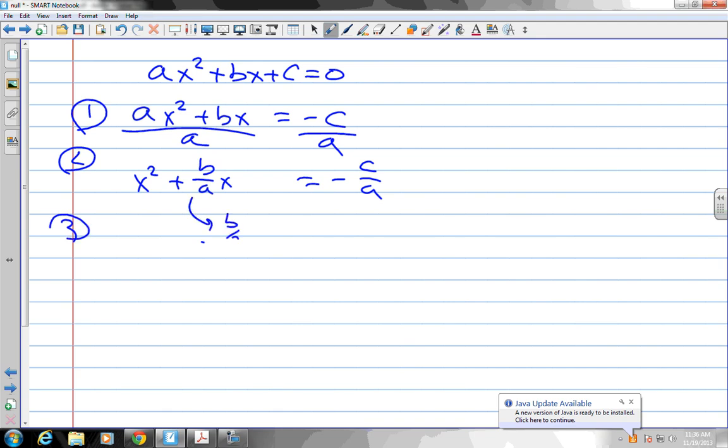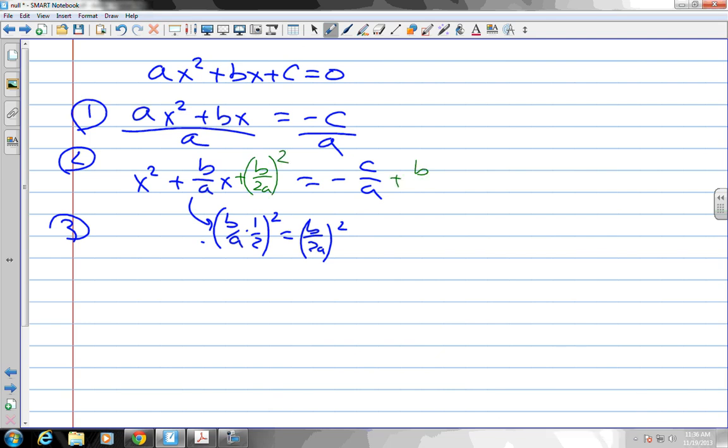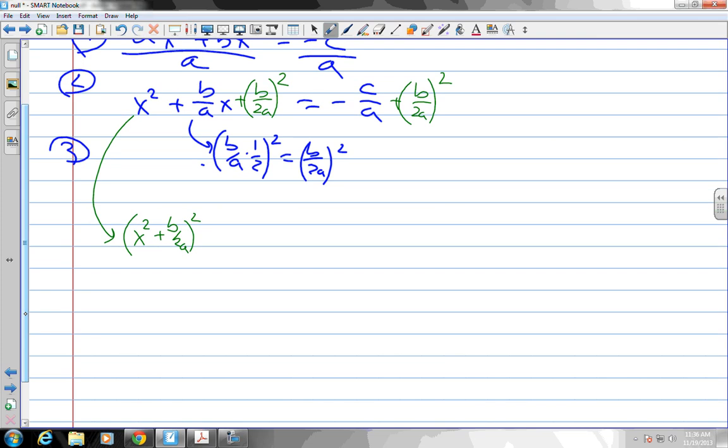Right. So then take b over a times 1/2 and square. So that's really b over 2a squared. Right? Yeah. So I'm going to add that to both sides. Is that right? So then the left side now is x plus b over 2a quantity squared. Right? That's the left side.